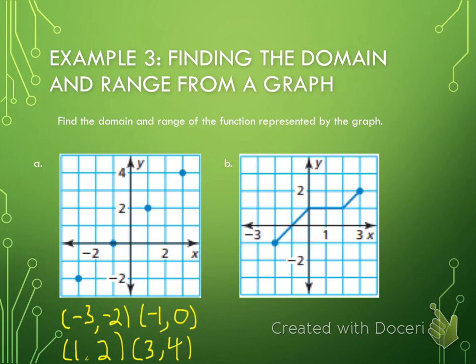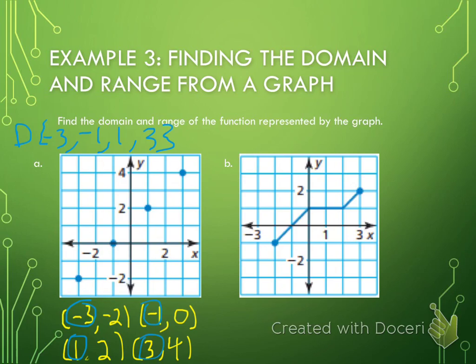So looking at these points, my inputs are, let me grab a different color here, my inputs are going to be the -3, the -1, the 1, and the 3. Remember, the inputs are my domain. So the domain of this function is -3, -1, 1, and 3.